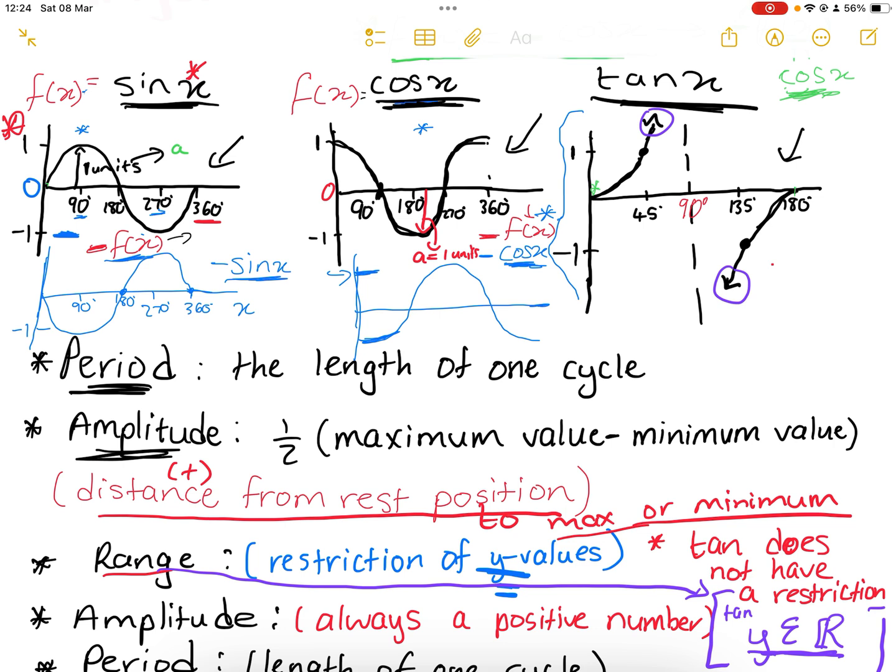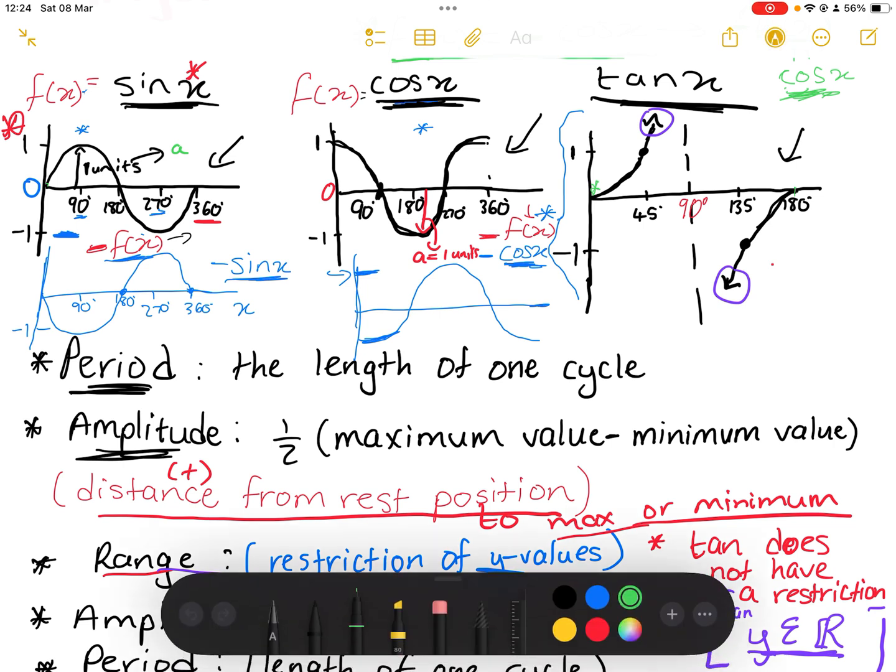At 180. The tan graph is completed at 180. Why is it completed at 180? Because after 180, it's going to repeat itself. How do you know it's repeating itself? Because if you look here, after 180, it's going to be written like this.